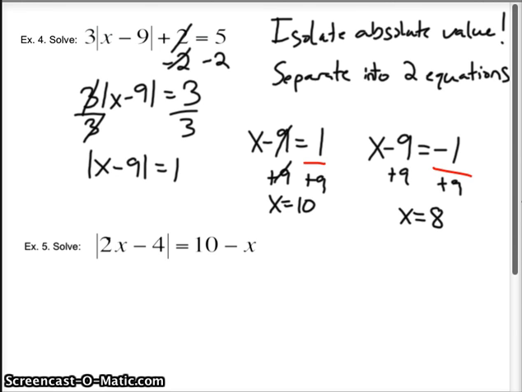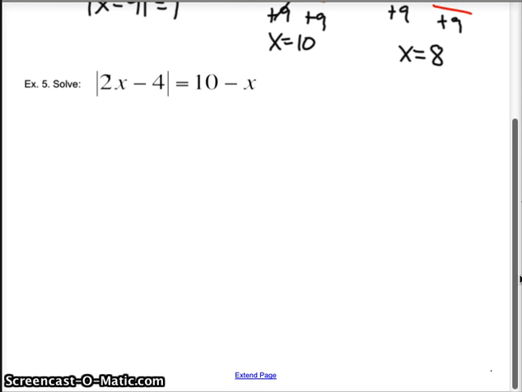All right, last example for this first note. So here I need to keep in mind my 2 steps. So first, isolate the absolute value. Well, in this case, I've actually already done that. The absolute value is already by itself, right? It's simply absolute value of 2x minus 4. So I'm ready to separate it into my 2 equations.